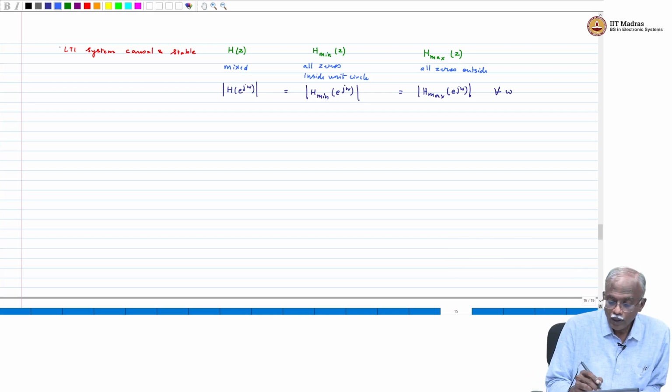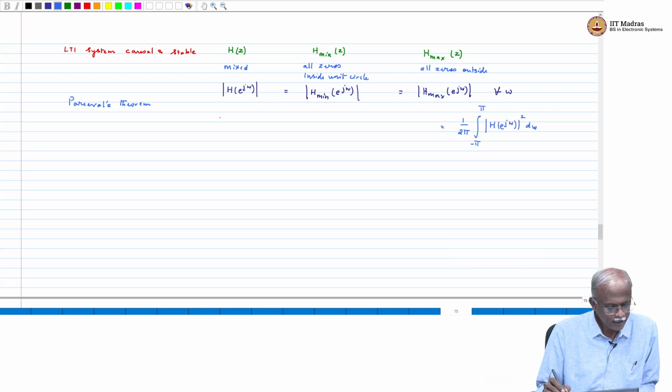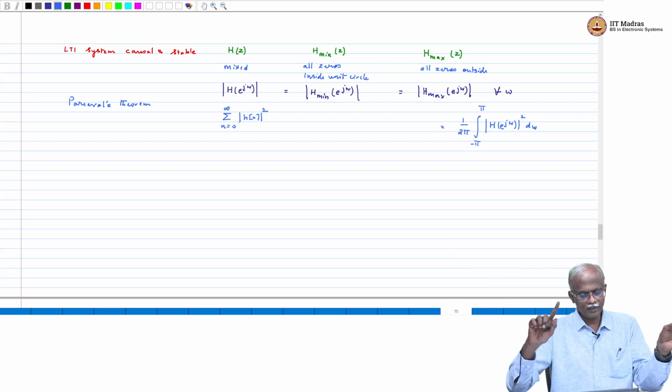Now, remember Parseval's theorem, or Parseval's relation. It says that if I integrate 1 over 2 pi from minus pi to pi, magnitude of H(e^{j omega}) squared d omega, that's the frequency domain component. What will it be in the time domain? These are all causal and stable, so we start at n equal to 0 through infinity, magnitude of h of n squared. That's Parseval's relationship.